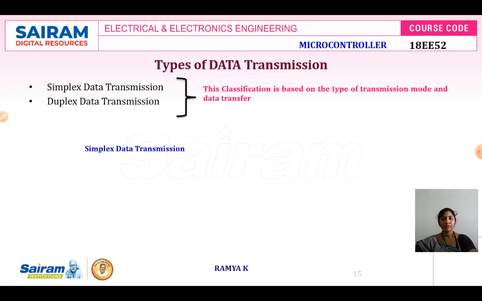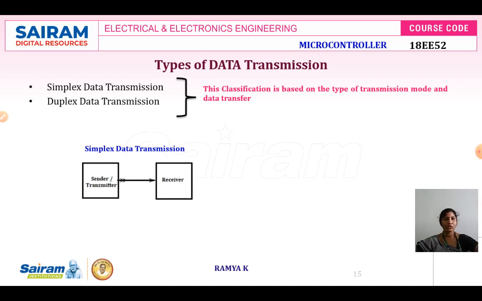What is meant by simplex data transmission? Simplex data transmission is nothing but there will be a sender. The sender is called a transmitter, and you have a receiver. From your transmitting end to the receiving end, the data will be transmitted. So it is the simplex. You cannot transmit the data from the receiving end to your transmitting end. So it is called your simplex data transmission.